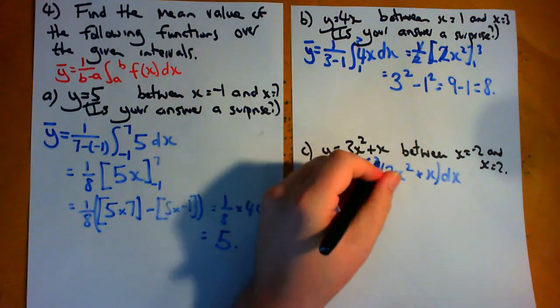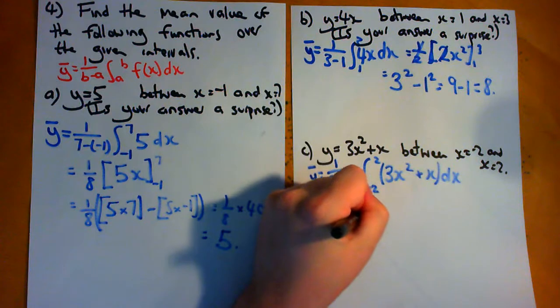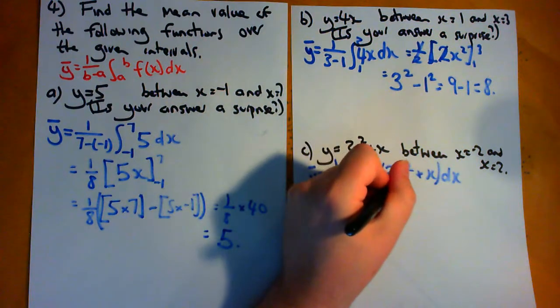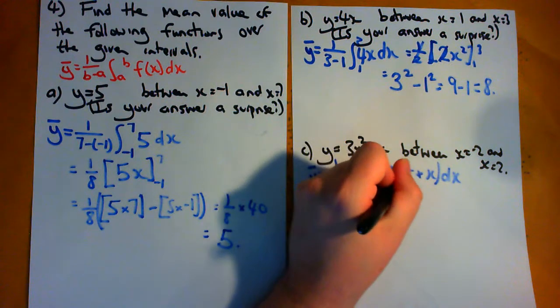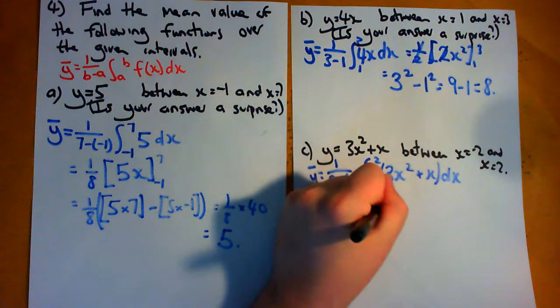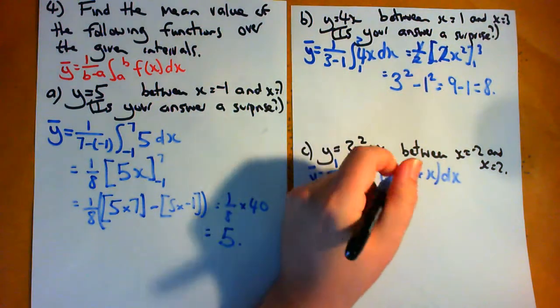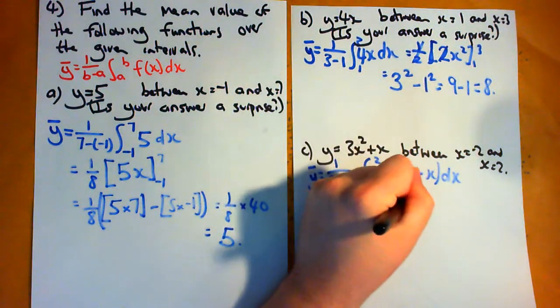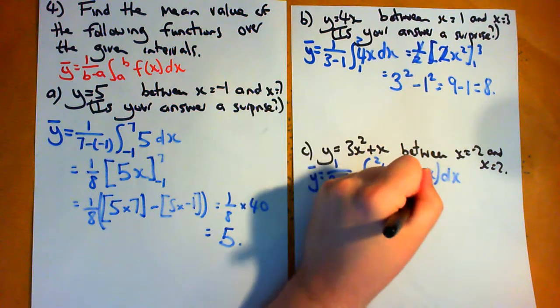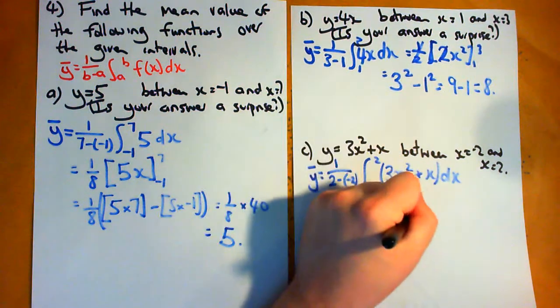is 4, times, let's do that integration, 3x squared integrates to 3x to the 3 over 3, the 3s cancel, we get x to the 3, plus x integrates to x squared over 2.